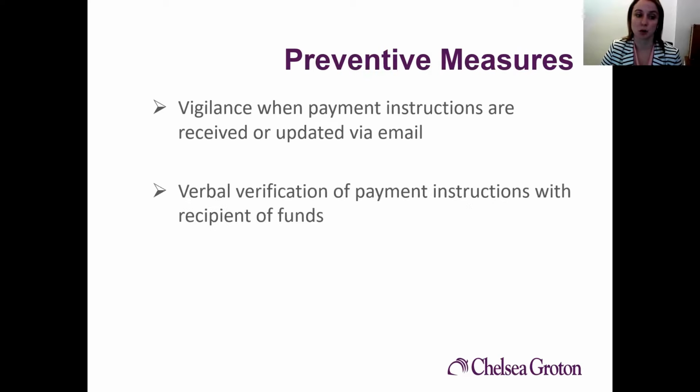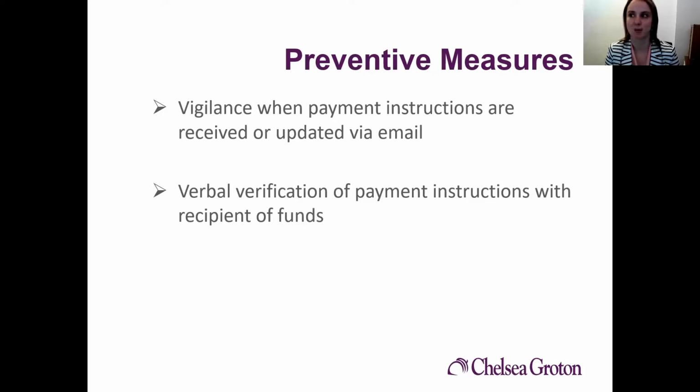I would go so far as to say, require a verbal verification of payment instructions with the recipient of the funds. What that looks like is anytime that you are sending money for the first time, or anytime anybody needs to change the payment instructions and you get that information via email, you should be calling whoever you know at that company. You should be calling your employee if they want to change their direct deposit information. You should be calling the vendor to run through the payment information.